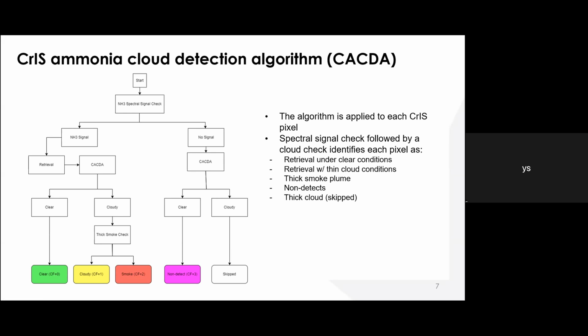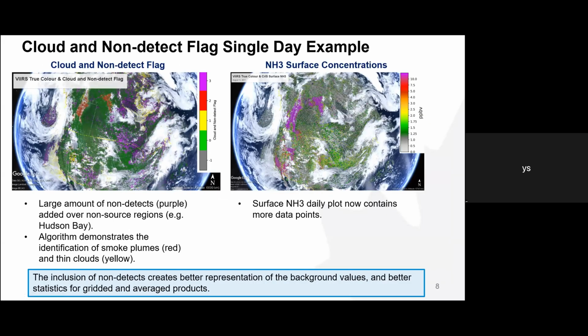Non-detects, as mentioned before, are given the non-detect flag when there is no ammonia signal present and no clouds detected in the pixel. So the results of this algorithm are shown here using the same spatial and temporal range as the previous global plot. On the left is a plotting of the cloud and non-detect flag. On the right is the surface ammonia concentrations again, but this time including non-detects.